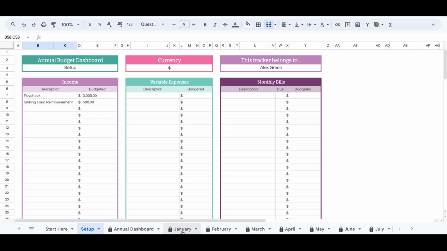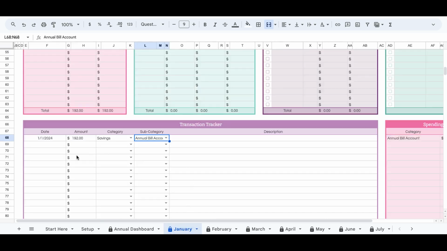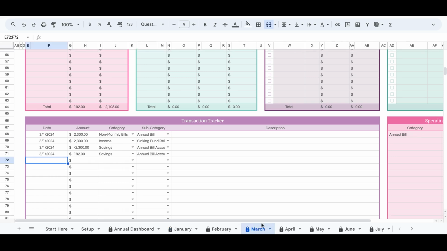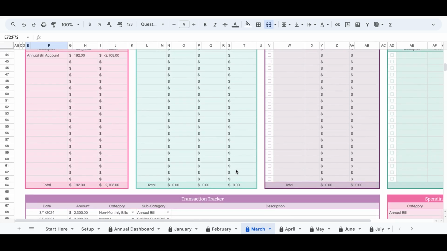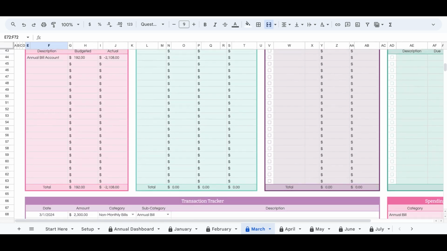Okay. So then each month, when you put money away in your sinking fund, you'll record that in your transaction tracker under savings, and it's going into that annual bill account. And when you get to the month where you need to use it, there's going to be a couple steps here. So here's what I do when I'm actually paying the bill. The money is leaving my possession for good. So I mark that transaction as, okay, I'm paying this non-monthly bill. This money is actually leaving my account.